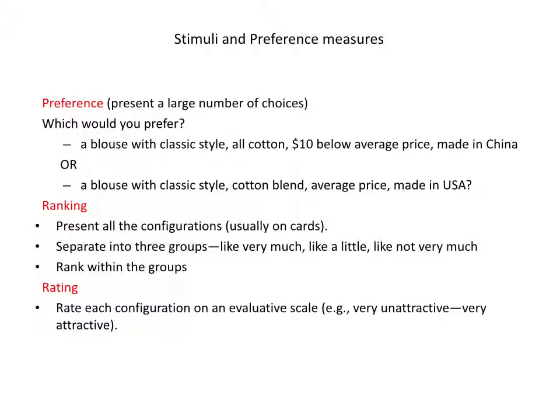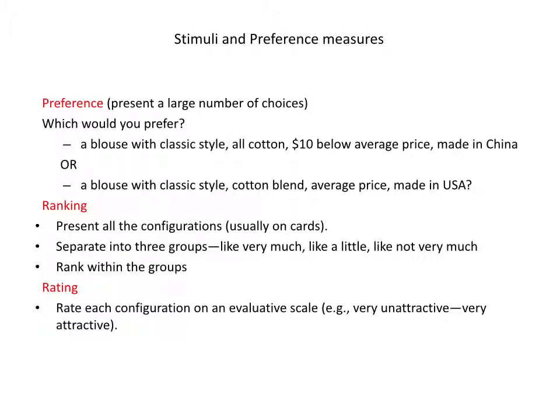I notice that those two configurations differ, in this case, on more than one attribute. And in some cases, they may differ on all the attributes. And a large number of choices would be made to get enough data to estimate the utility of each attribute. So that's a preference approach.